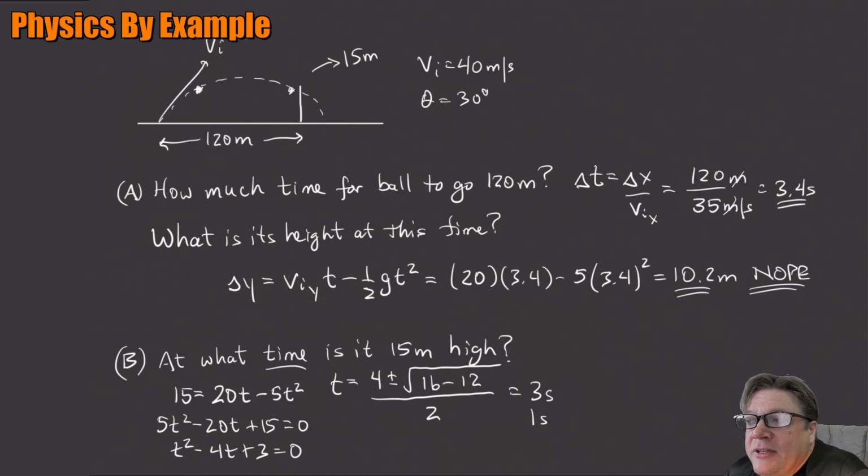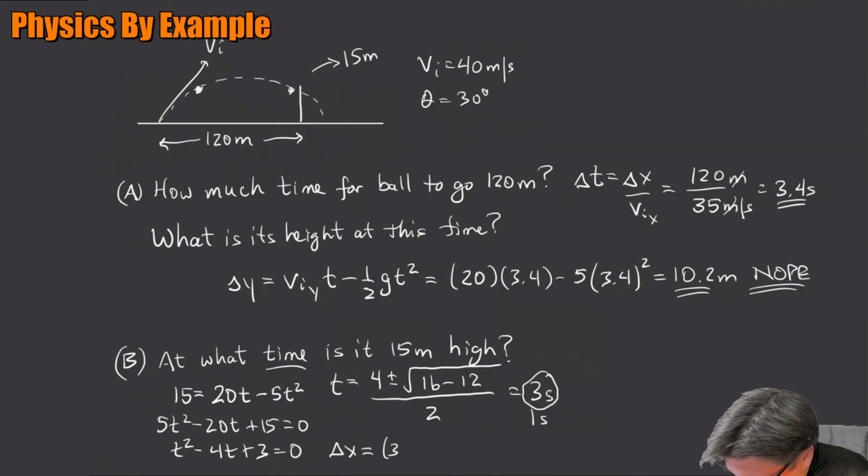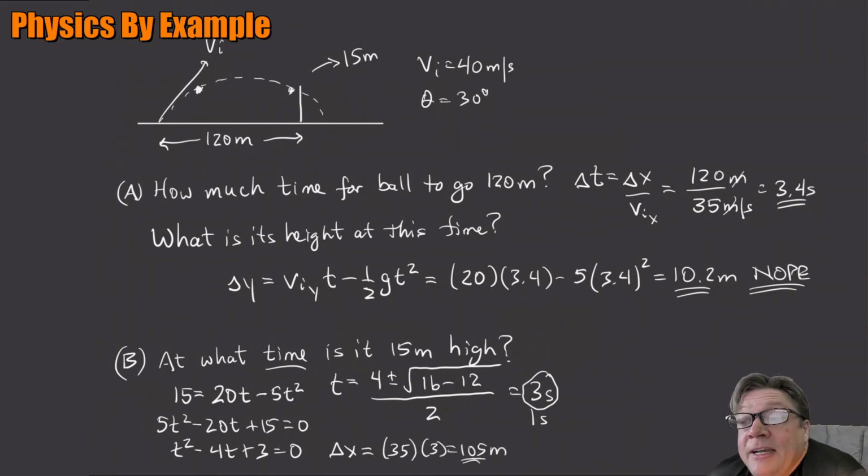We're going to be interested in the 3 second one because that one is going to be closer to the wall. That's when it's coming back down again. Okay, so now figure out when it's 15 meters high, how far away from the launch point is it? So delta x is just going to be Vx, 35, we said, times this 3, 105 meters, right?